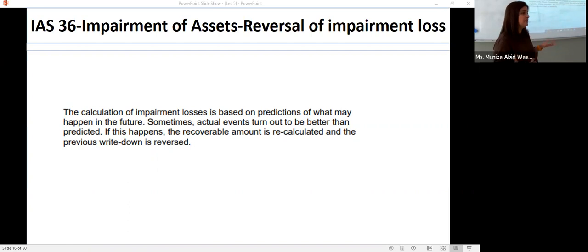So what is going to happen? How are we going to recognize that reversal? Now we are going to study. They say the calculation of impairment losses is based on predictions and estimations of what may happen in the future. Sometimes actual events turn out to be better than predicted. If this happens, the recoverable amount is recalculated and the previous write-down is reversed.